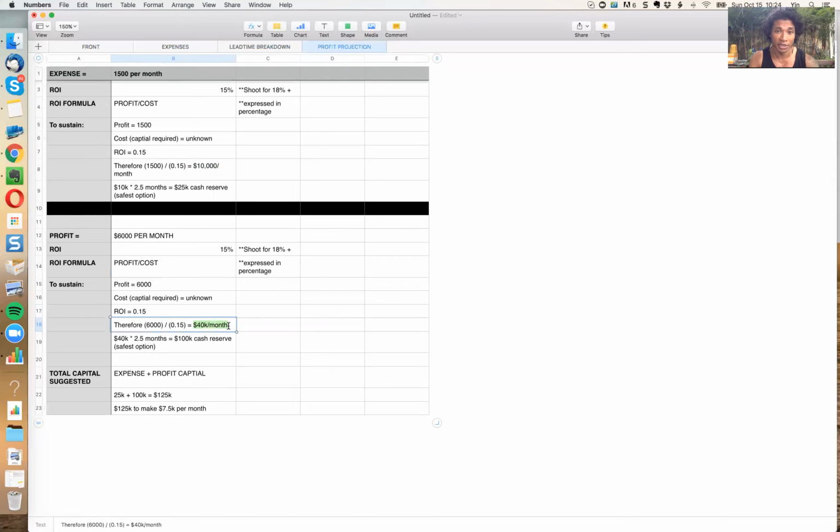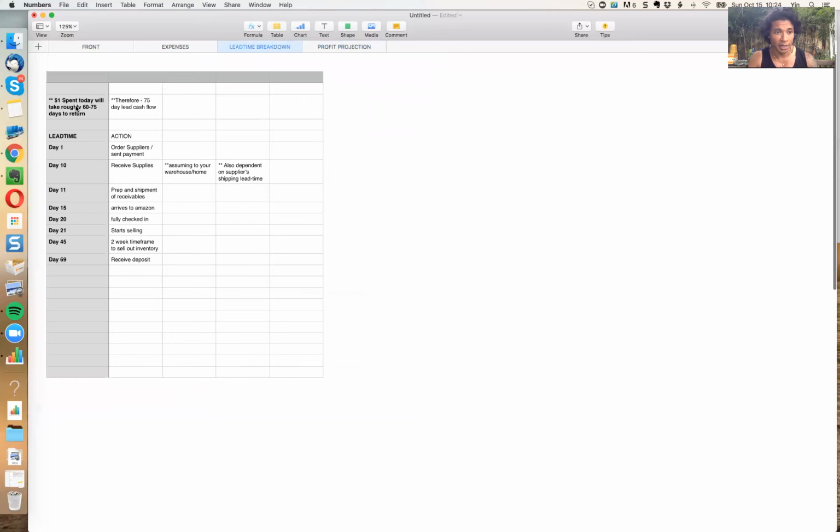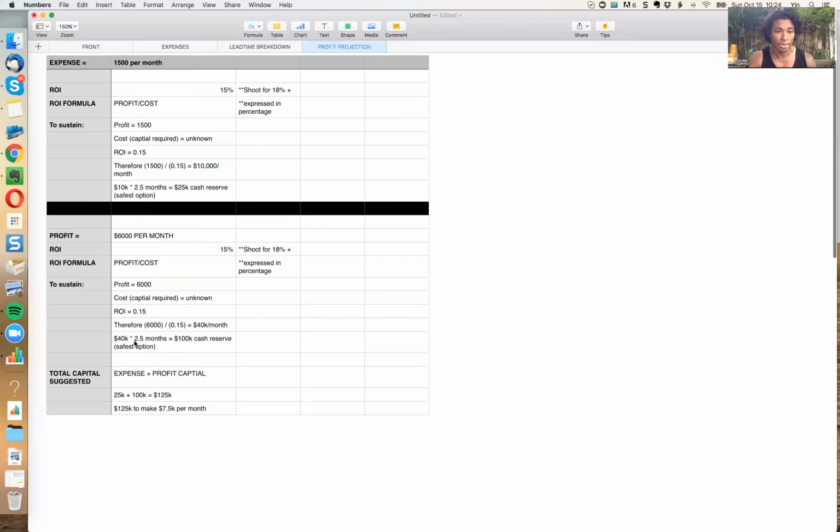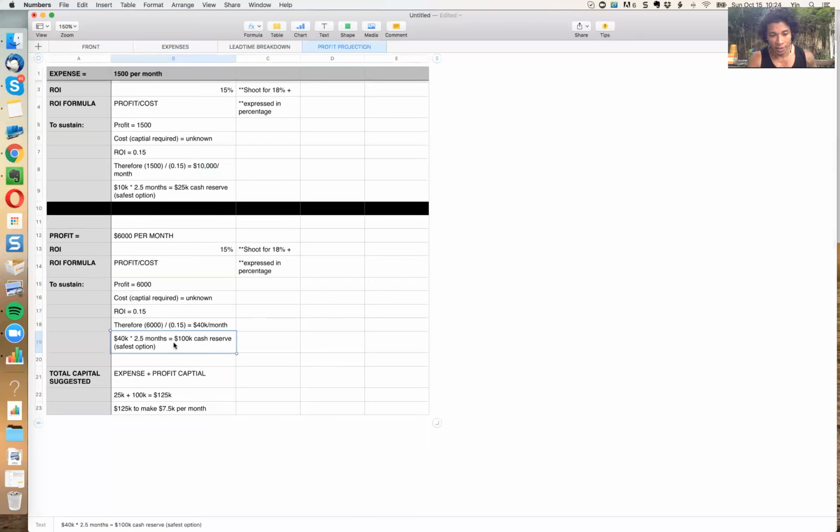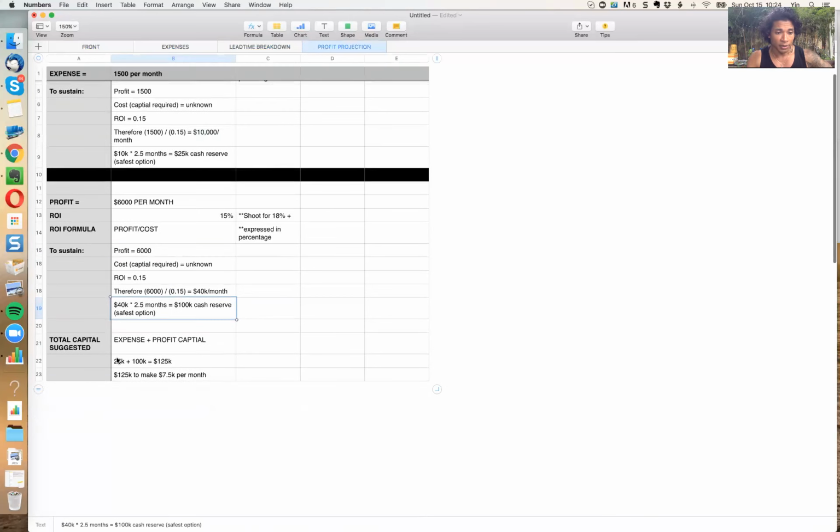Okay, so the cost of products that you're spending is $40,000, and multiply that by 2.5 months. Again, that is the overestimated lead time on when you receive your money back, along with the return. So you'll need roughly $100,000 in cash reserve to make roughly $6,000. Now that sounds a little bit extreme, but it's not, because it's over a period of 2.5 months. And within that 2.5 months, you'll have deposits from Amazon coming in, which will offset this as well. You might need less, but again, I'm overestimating to be on the very safe side. So now you see that you need 25K for your expenses, 100K for your profit.